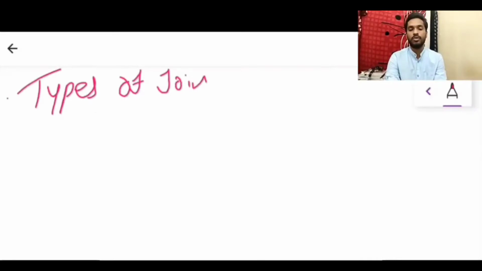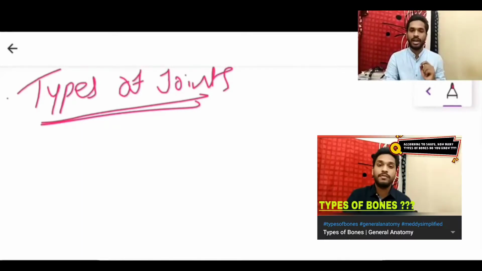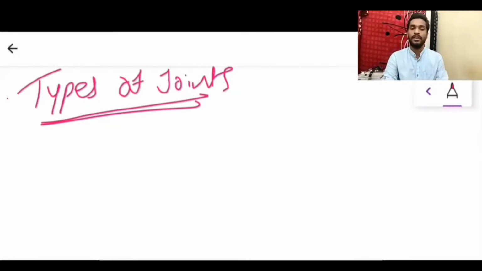Before going in depth into the types of joints, it's very important to know the types of bones. Here is the thumbnail and the link for the video on types of bones, which is also a video by me on this very basic topic. I request you to go to this link first, watch it, and then come back to this topic. It will be very helpful in maintaining the basics right from the bones, then joints, and then further videos I'll put on the basics of anatomy. So going further, types of joints.